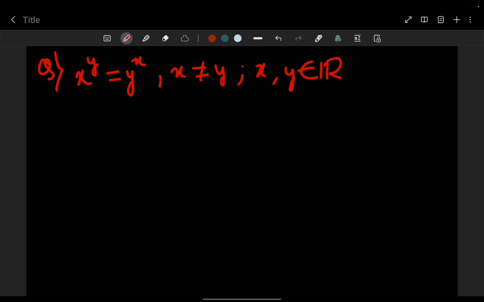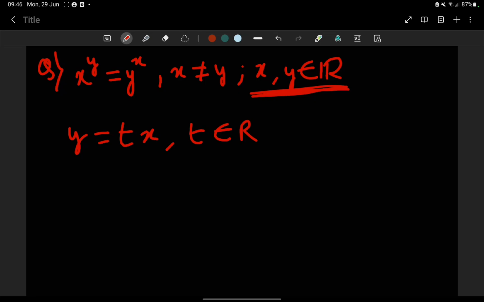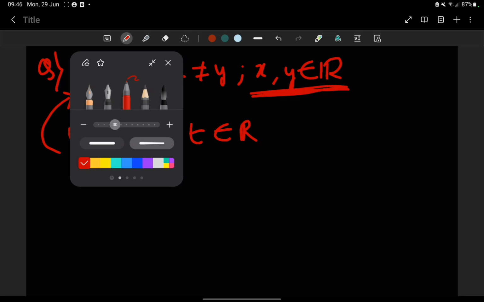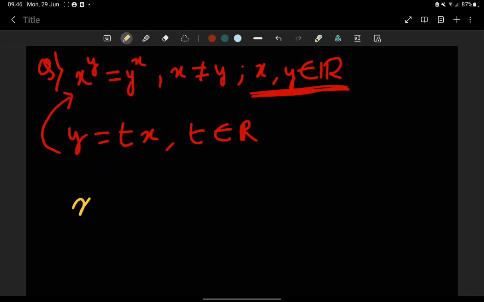So what we can basically do here is consider y to be some multiple of x, y equals t times x. And remember, t here is a real number, because if t is complex, then since x is real, y will become complex. But that's not in our solution. We need x and y to be real, so t will have to be a real number. Now we can substitute this back in the equation, and we can write this as x to the power tx is equal to tx to the power x.